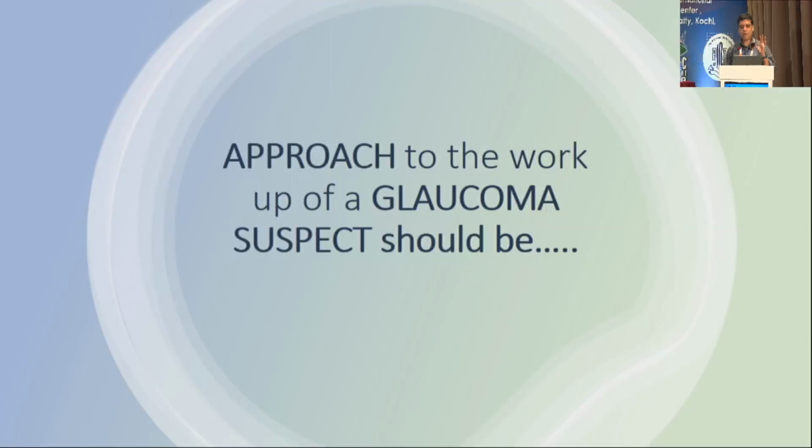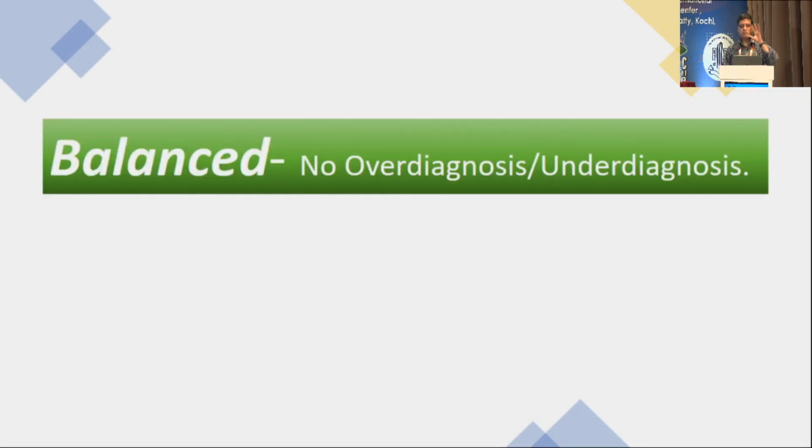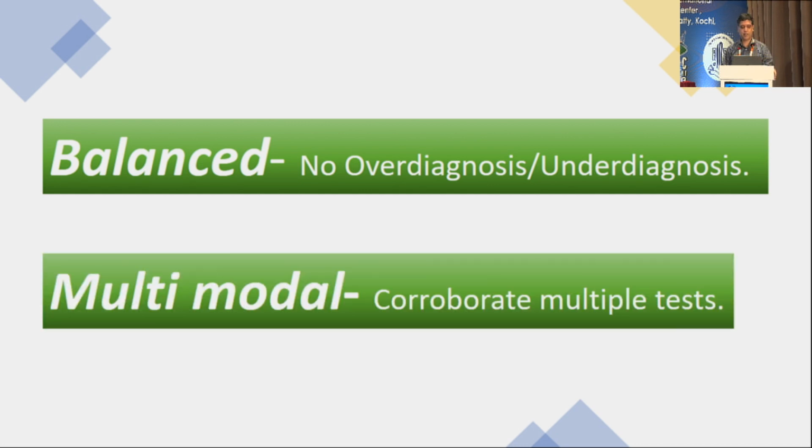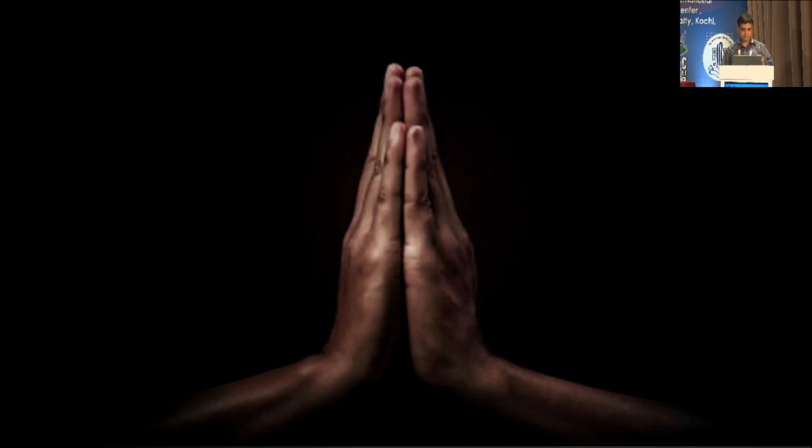This is why when you approach a glaucoma suspect, the workup should be balanced, where you ideally look for a good balance of neither overdiagnosis or underdiagnosis, and a multimodal approach. Multimodal approach means you perform all the tests, and within the tests you perform different protocols and try to corroborate everything. That is the multimodal approach that will help you in finally diagnosing a glaucoma suspect correctly. Thank you for your kind attention.